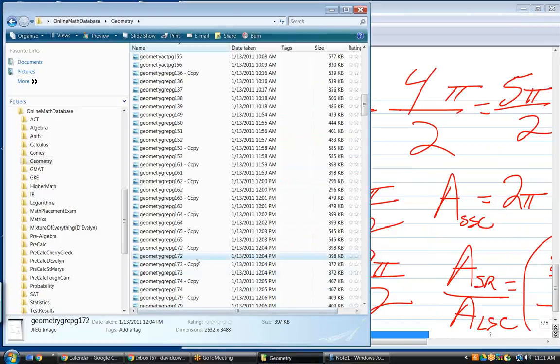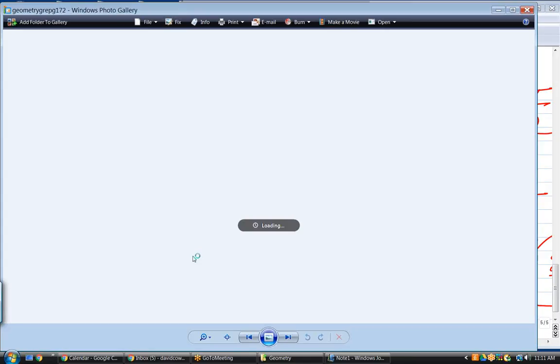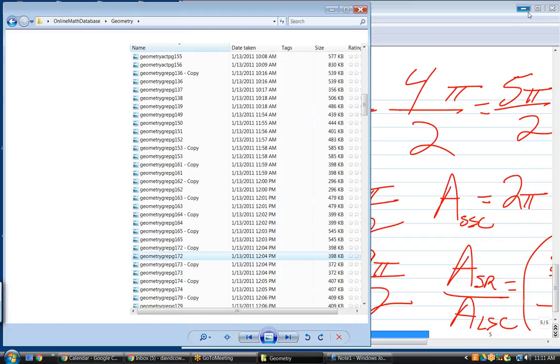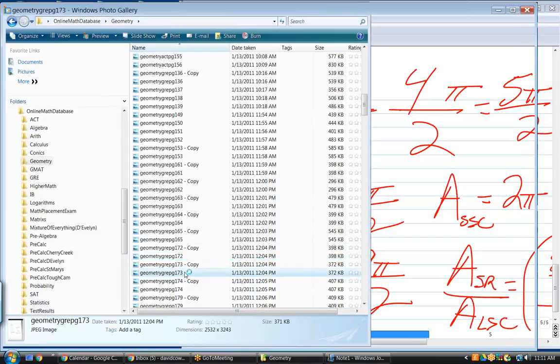Somehow close that page out. I'm not sure I meant to. I guess that was all of it. Okay. Let's have a look.